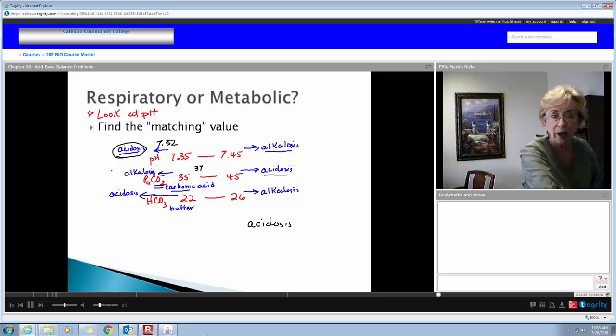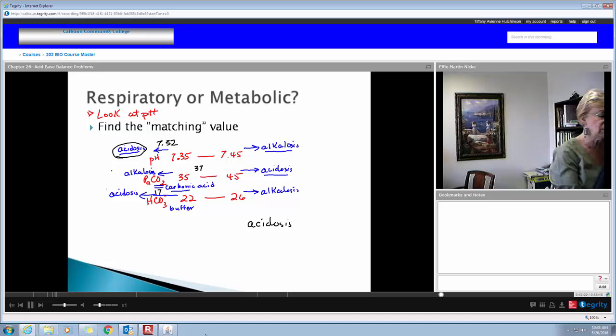Is it in range or out of range? It's in range, right? So his carbonic acid levels, his PaCO2, is just fine. Let's look at the other values. His bicarbonate is 17. His bicarbonate is down here below 22. So he's in acidosis, isn't he?